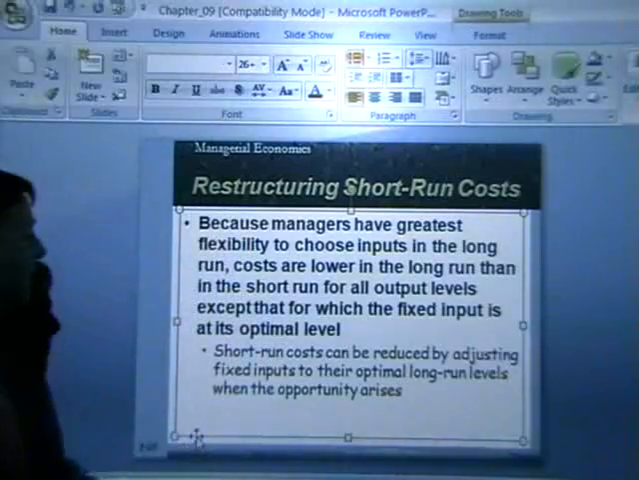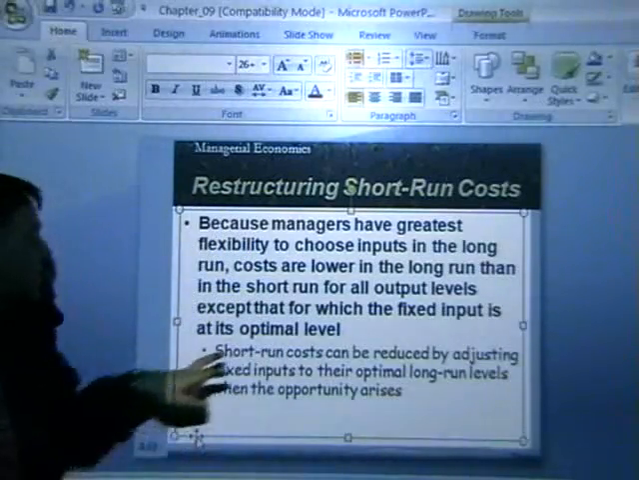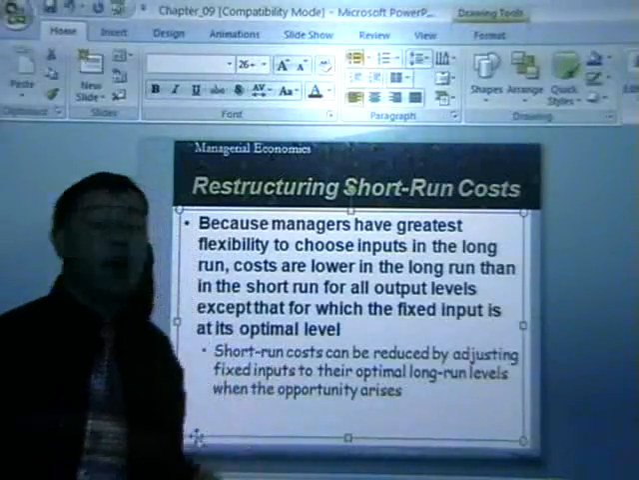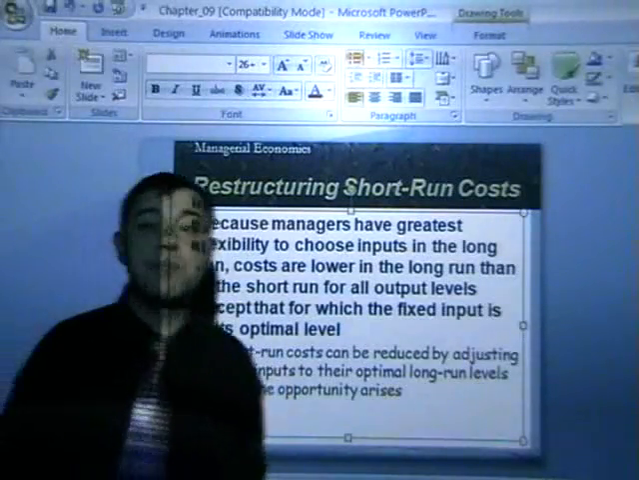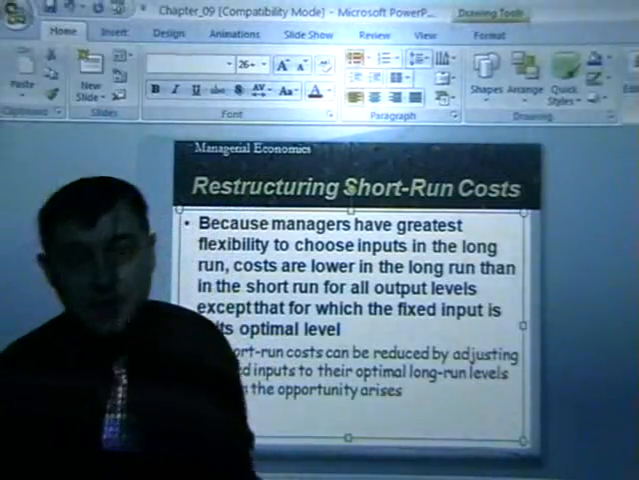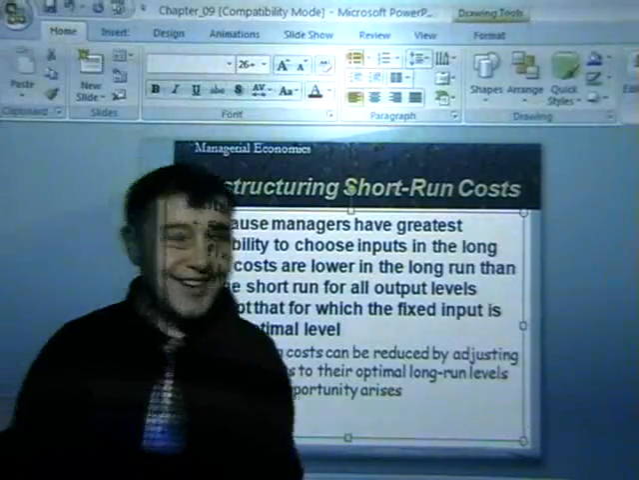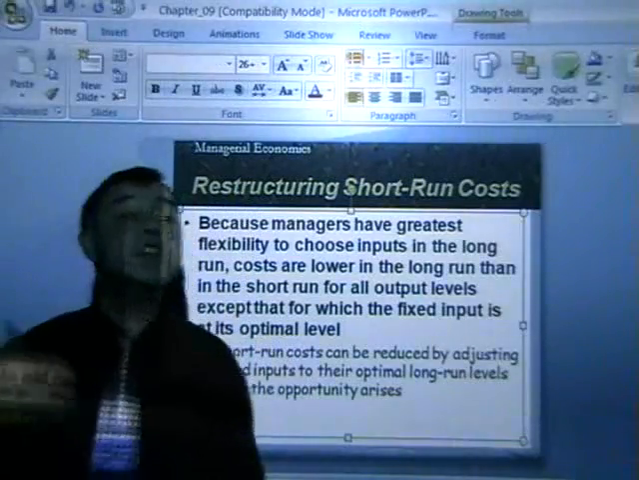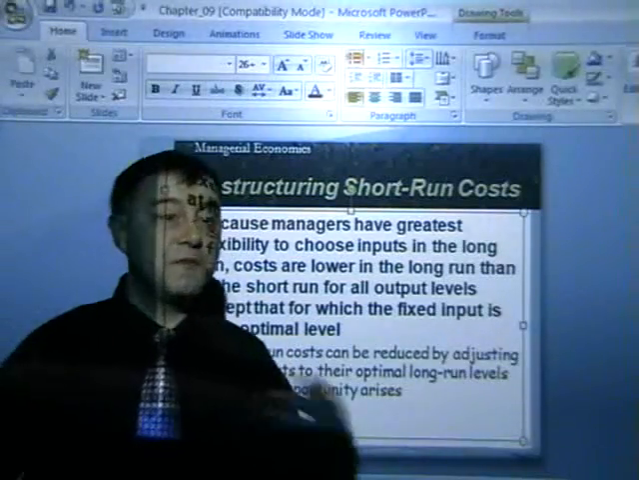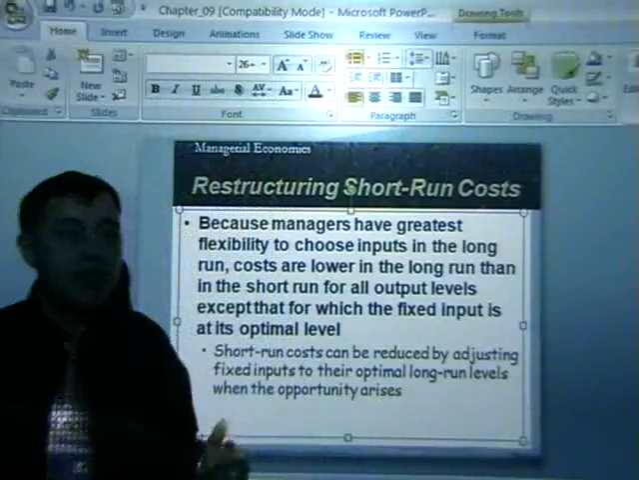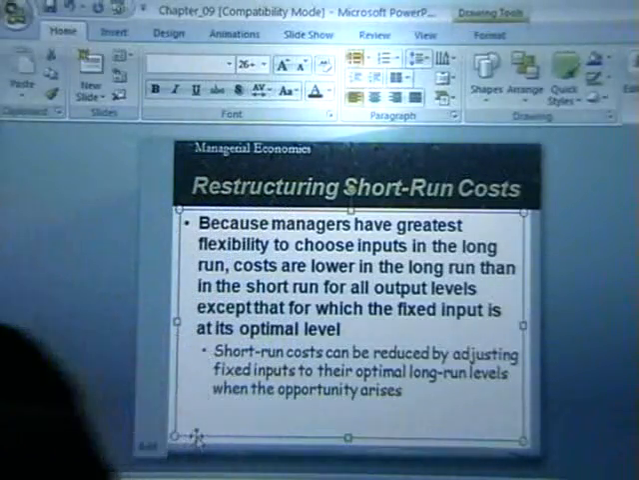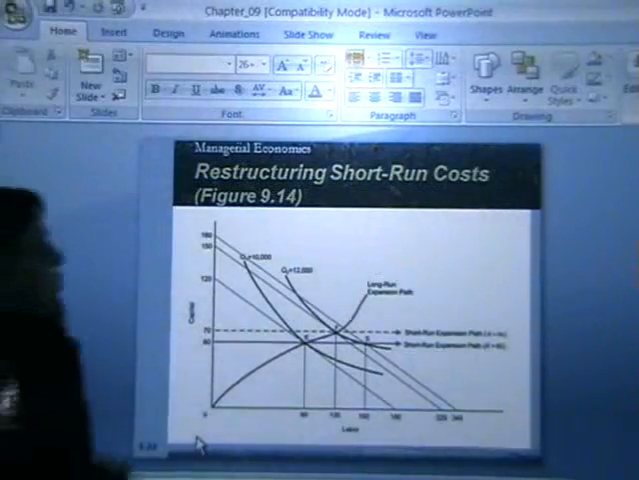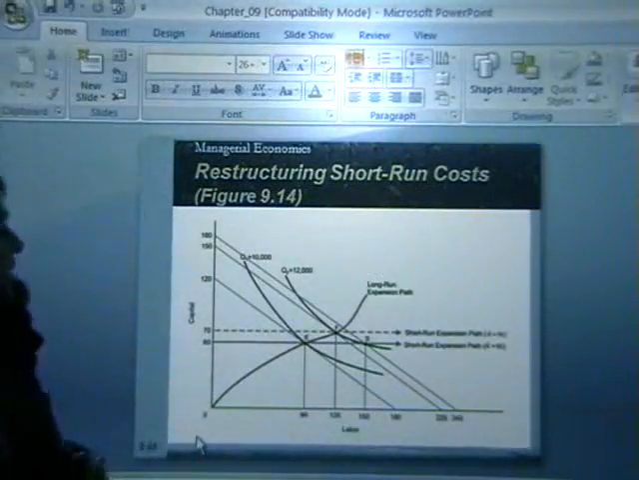Oh, restructuring. So, short-run costs are reduced by adjusting the... In the short run, you vary, for example, professors, if you don't need them. Of course, you never cut the bureaucrats, right? So, in the short run, you cut the variable costs. In the long run, you cut the fixed costs too. Alright? Let's see. We should be done. Alright, so restructuring costs and whatnot.